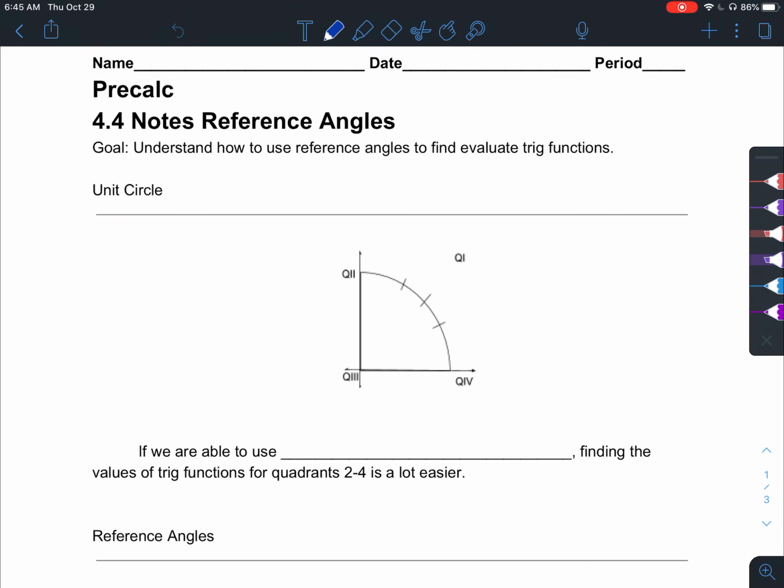Today we are talking a little bit more about reference angles. We've already learned some, but now we're going to use them so we can evaluate trig functions more easily. If we are able to use reference angles, then finding the values of the trig functions for quadrants 2 through 4 is a lot easier.